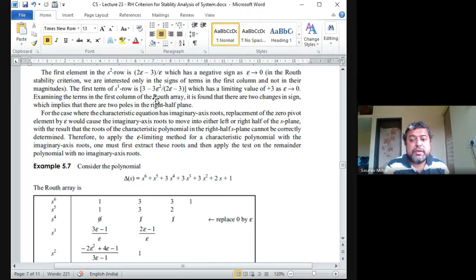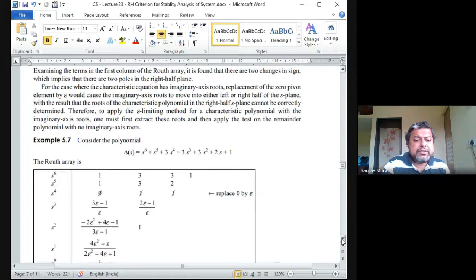What is the solution? You have to pose the problem first, because you have to remember this numerical equation. You have to pose the problem first, and then you have to give its solution. What is the solution? Instead of 0, assume a very small positive value, which is given by epsilon. Make the whole table, make the first column, and finally substitute epsilon tends to 0, and then find out whether the values of the first column are positive or negative, and accordingly you decide whether the system is stable or unstable.